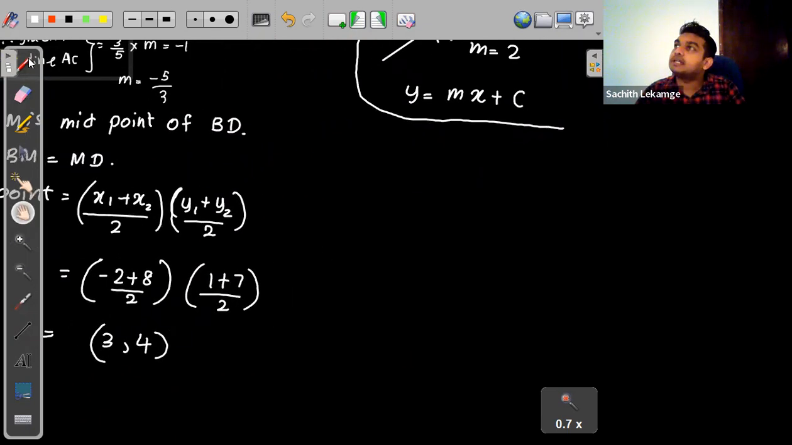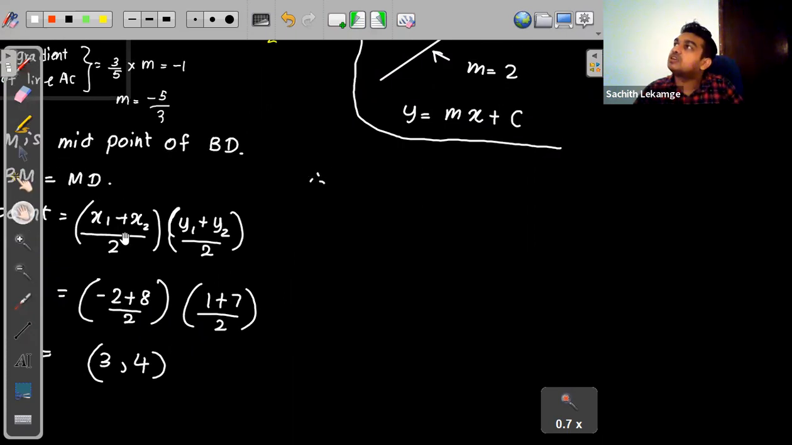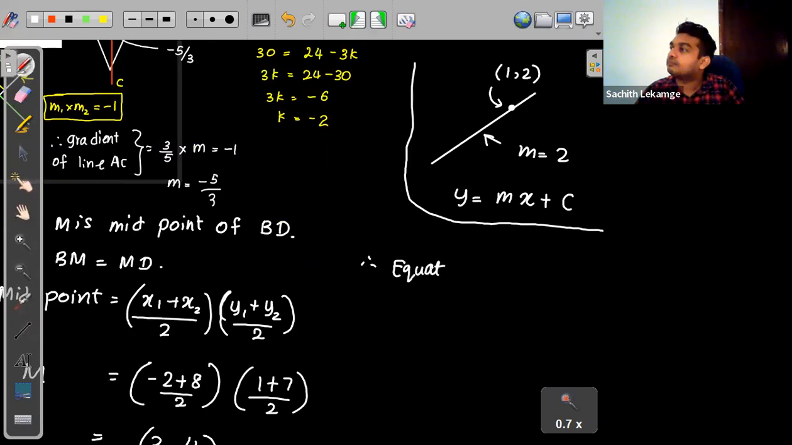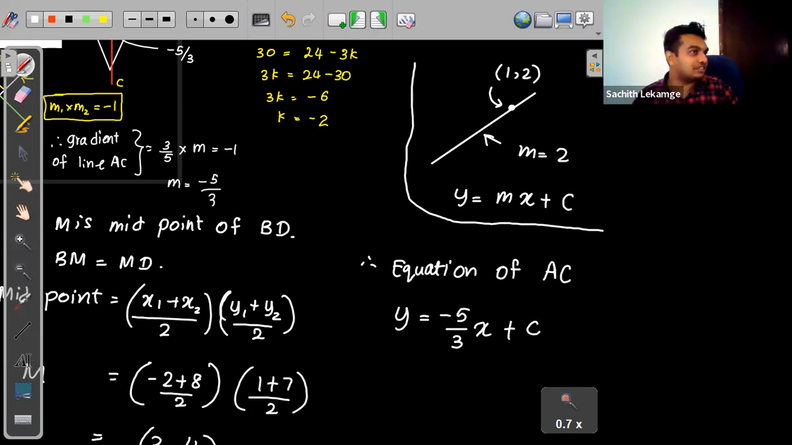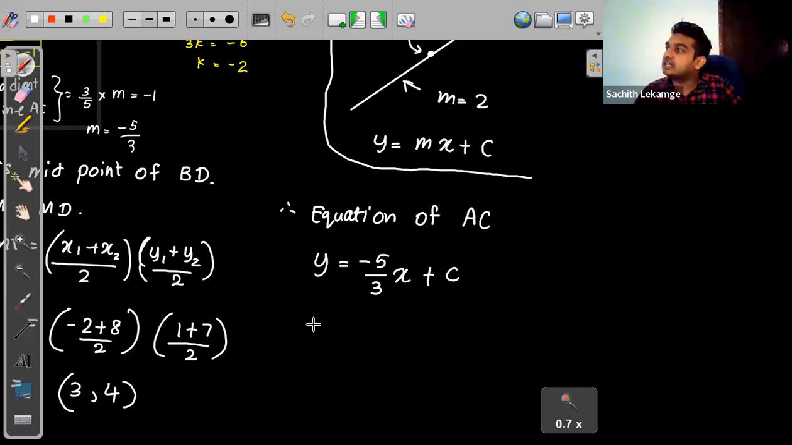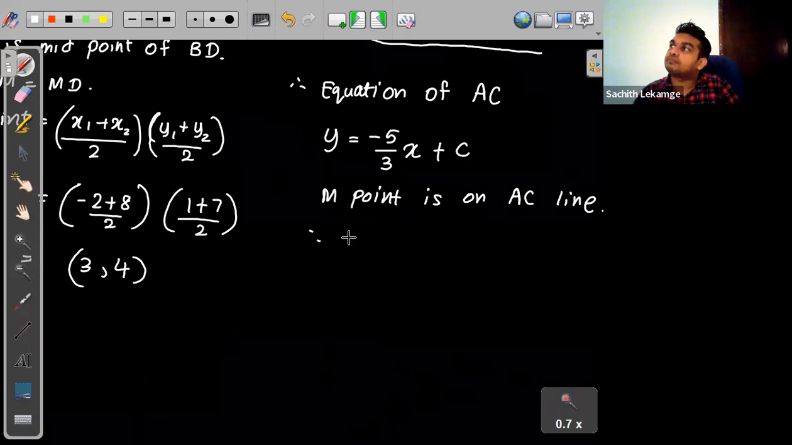I'm writing, therefore, equation of AC: y equal to the gradient we found already, minus 5 over 3 x plus c. Still I don't know c. In the meantime I know this M point is on the AC line, therefore substituting the M coordinates.